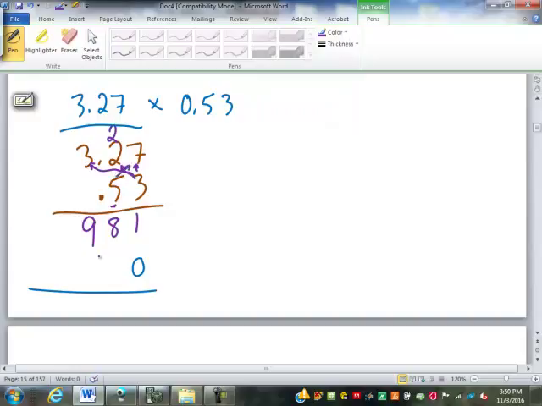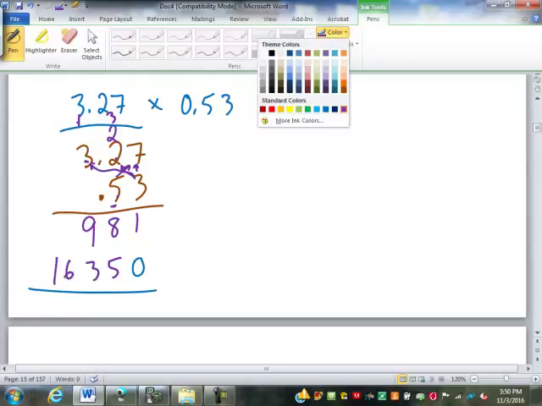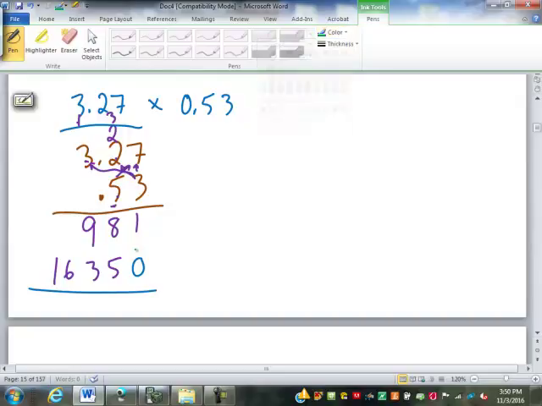5 times 7, 35, so 5 carry the 3. 5 times 2 is 10, plus 3 is 13, so 3 carry the 1. 5 times 3 is 15, plus 1 is 16. So I'm going to go ahead and add those numbers. 0 and 1 is 1. 8 and 5 is 13, so 3 carry the 1. 1 and 9 is 10, and 3 is 13, so 3 carry the 1 again. 1 and 6 is 7, and 1.